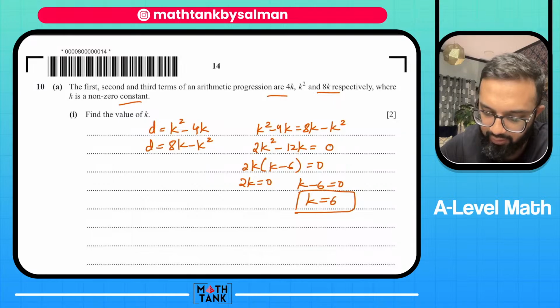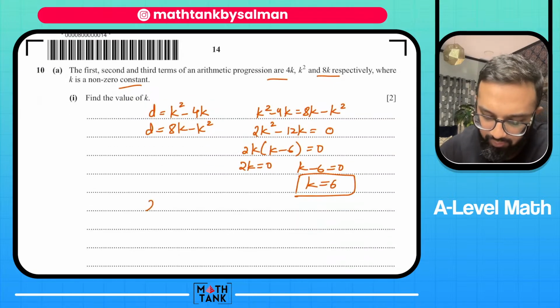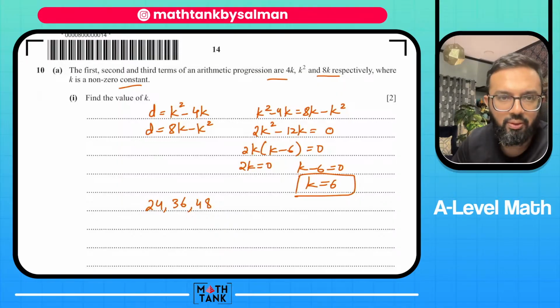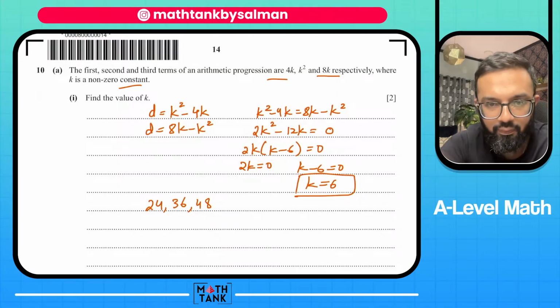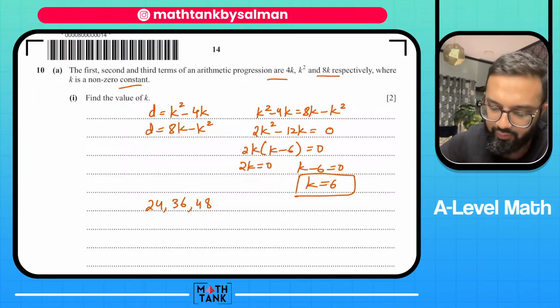Either 2k equals 0 or k minus 6 equals 0, k is therefore 6. What are the terms then? I'm not required to calculate the terms, but I'm just calculating because I want to know the common difference, it might be 12. Okay, so k is 6 and k is 0. 0 of course gets discarded. So there's just one answer.